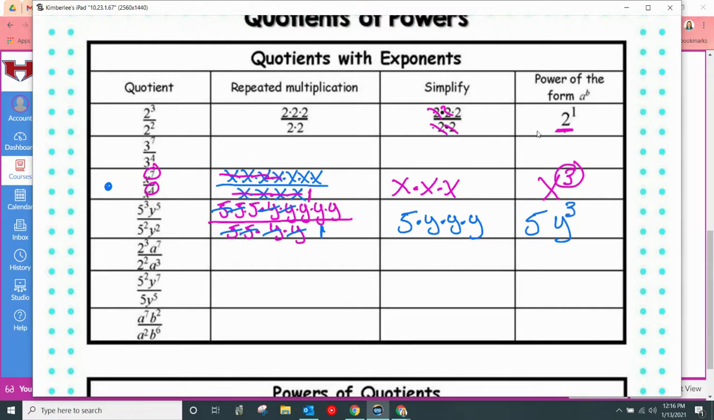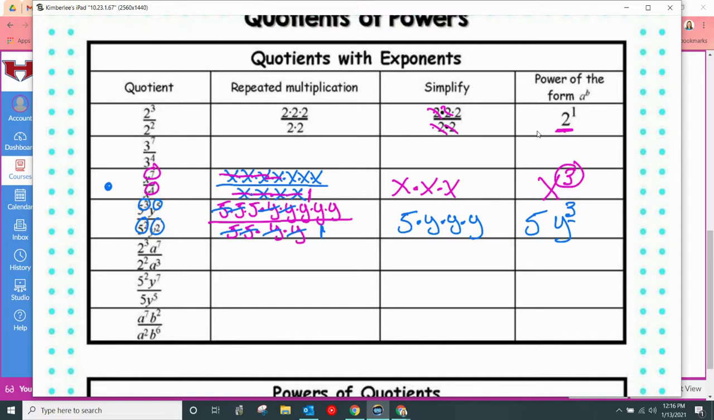Okay, so again, I want to look and see here what's happened with my powers. I ended up with a 5. So remember, the power on the 5 right now is a 1. Okay, it's not written, so it's a 1. And a 3 on my y, and these are the powers that I started with: 3 and a 2 and a 5 and a 2. Hopefully you are seeing some shortcuts here. Is there a pattern to this?